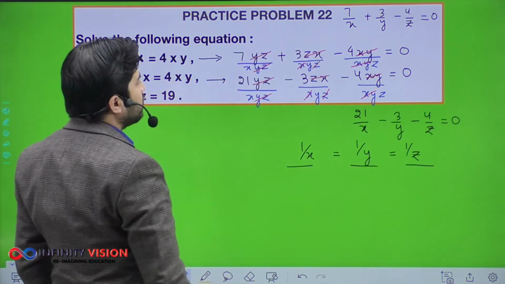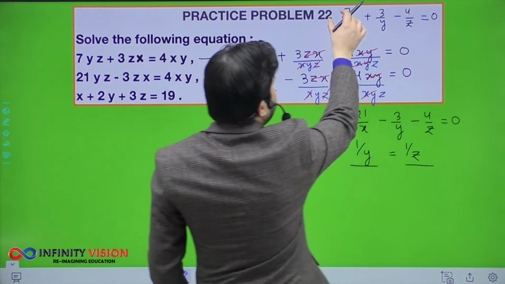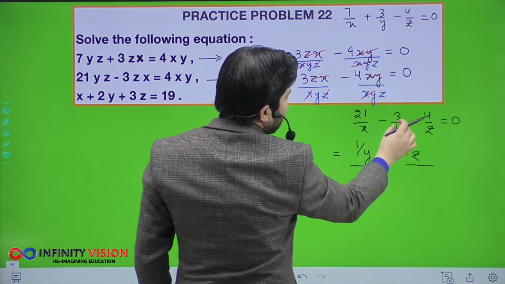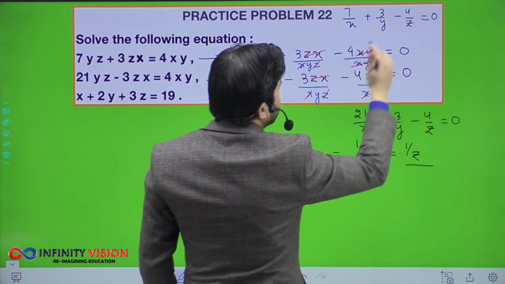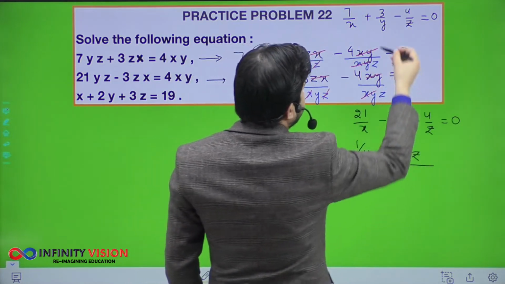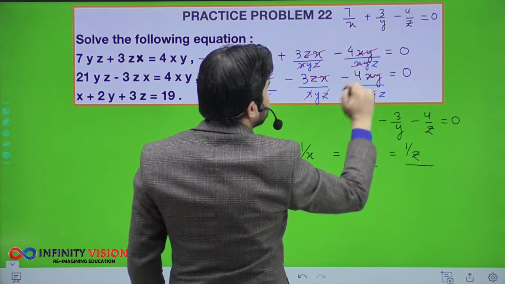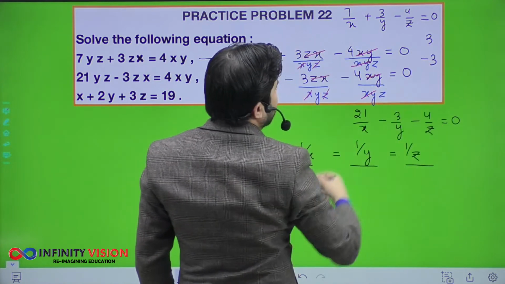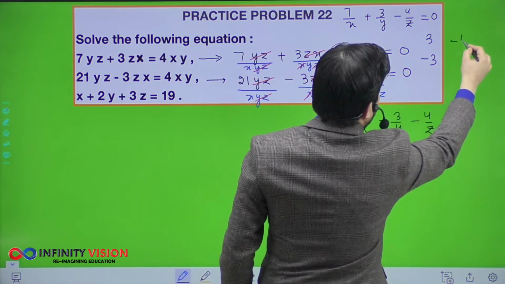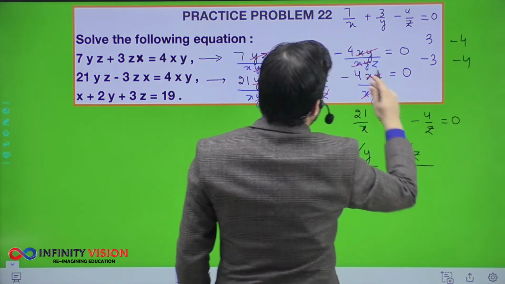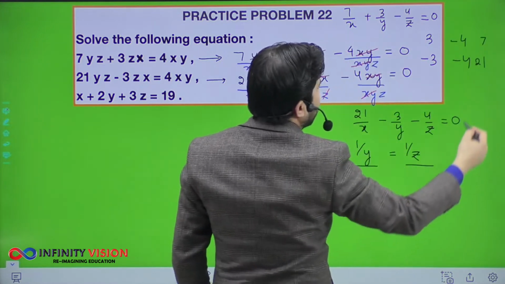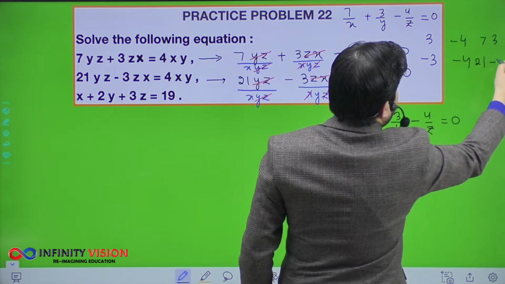And how do we find the cross multiplication coefficient? You see, 1 by x, 1 by y and 1 by z are in the order. So I'll simply write the constants. If I hide my 1 by x, I'll get the constants as 3 and minus 3. For the second, I'll get minus 4 and minus 4. And for the third, we'll get 7, 21. And then I'll finish it with 3 and minus 3.